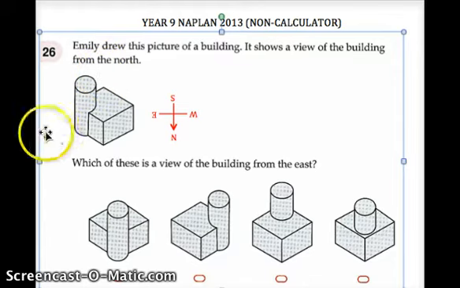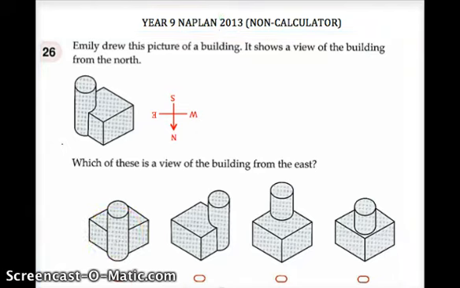So looking at it from the east, I would be looking over here. And the first thing, if I'm looking at it from the east, I would see this cylinder type thing straight in front of me. So the answer to this question must be this first dot here.